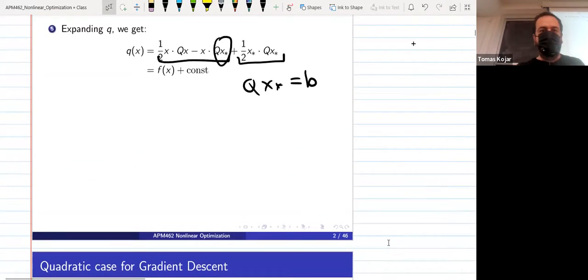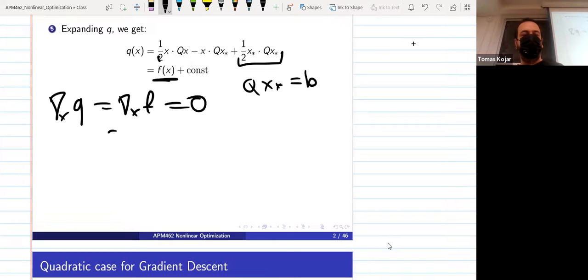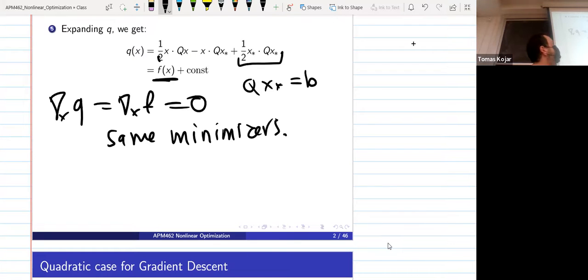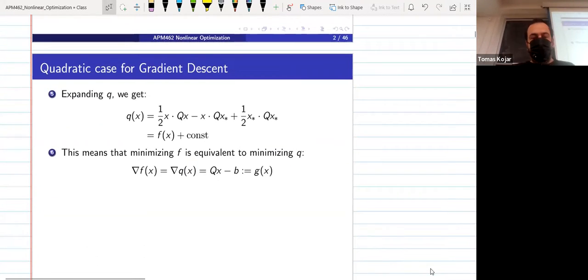All right, so that means you get f plus a constant. This is x star, so it doesn't depend on x, so you get a constant, which means that q and f have the same minimizers. That's a nice trick where you can turn it into quadratic form. Yeah, so they have the same gradient.